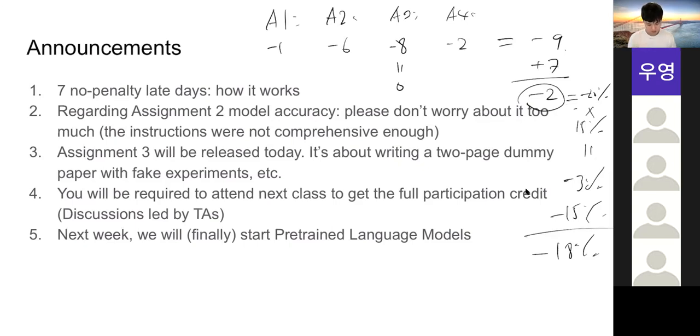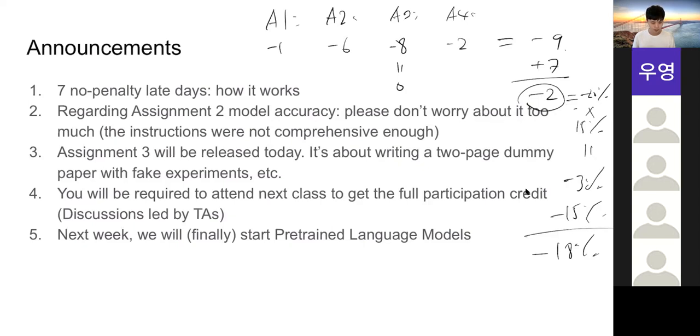So next is assignment three. It will be released today. And it's not a coding assignment. It's about writing a two-page dummy paper with fake experiments, etc. You'll learn soon what that means in today's lecture, and also it will be more clear in the assignment description. It will be released today.